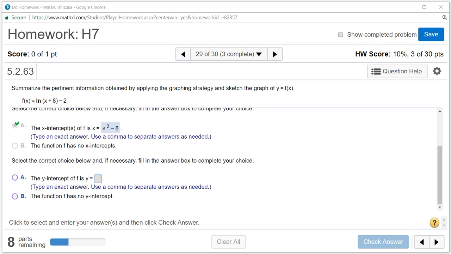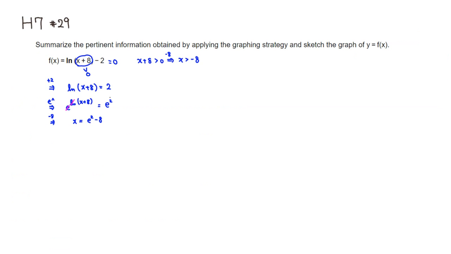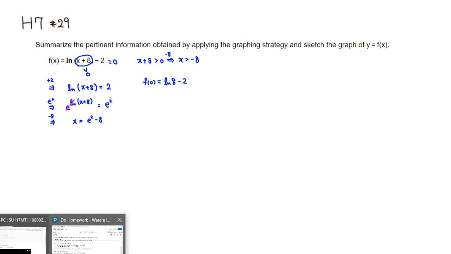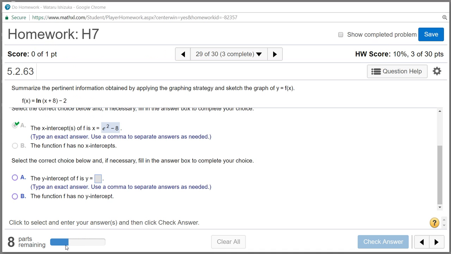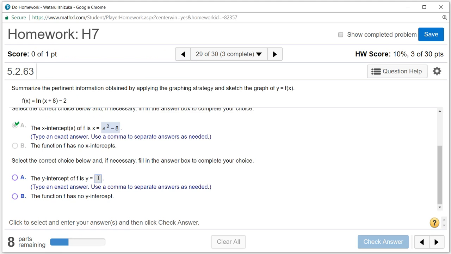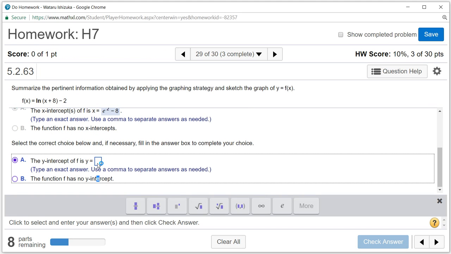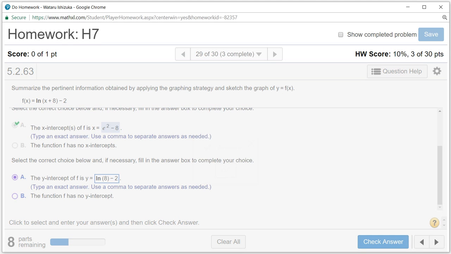Next one, y-intercept. We just have to set x equal to 0, so plug in 0 there. So we have f of 0 is equal to natural log of 8 minus 2. Let's type it in. It's going to be ln of 8 minus 2. Check the answer. Alright, we got that.